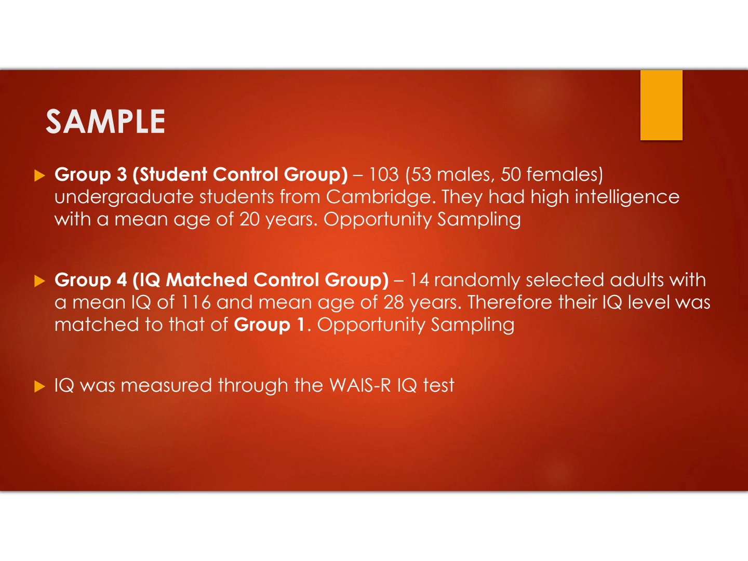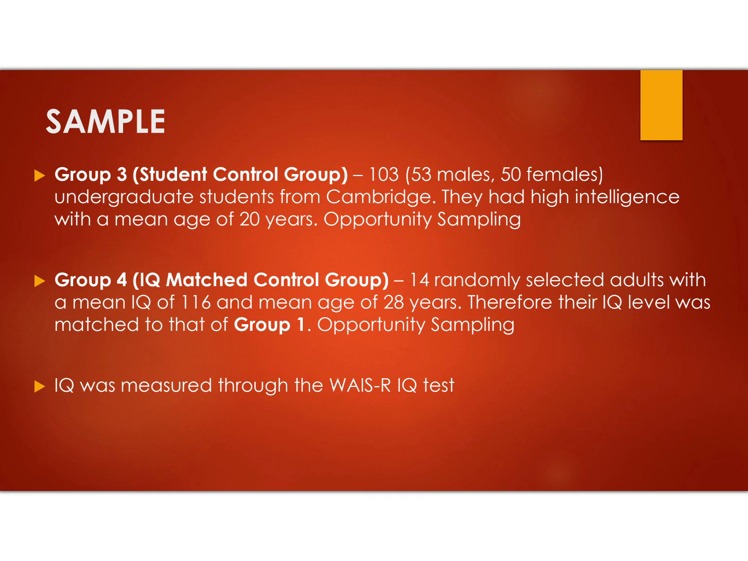Group 3 are your students, student control group. 103 of them, 53 male, 50 females. They're all undergraduates from Cambridge University. So they are assumed to have high intelligence and they're around an average of 20 years. Also opportunity/volunteer sample. Now, earlier I said that group 1 and group 4 were a matched pairs design.